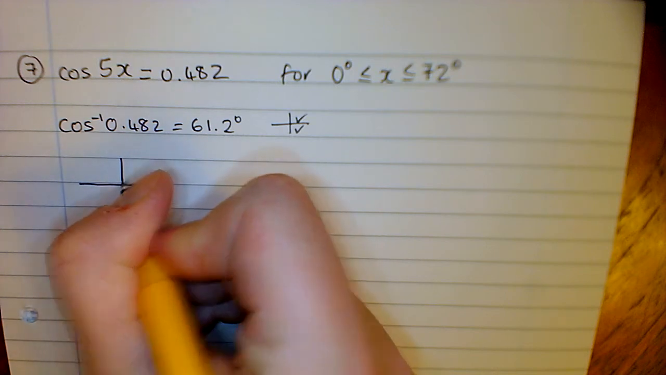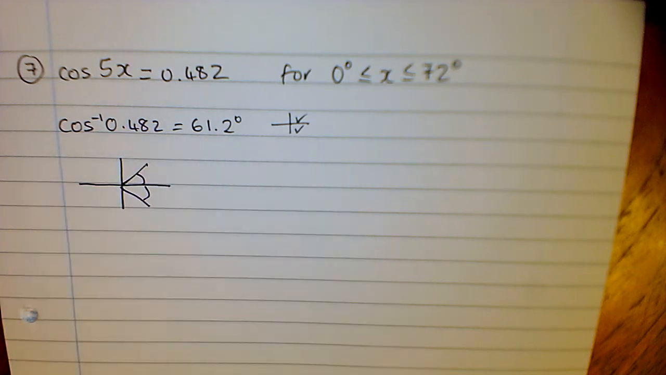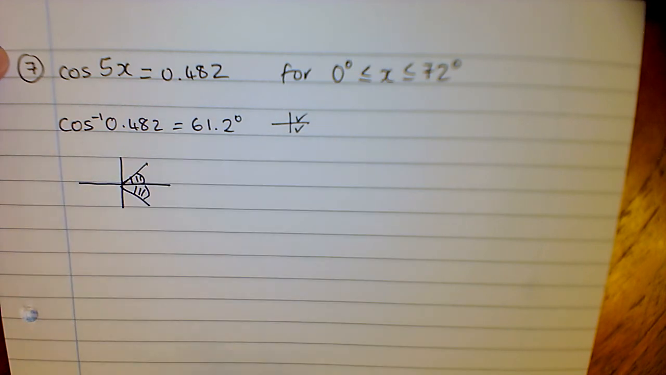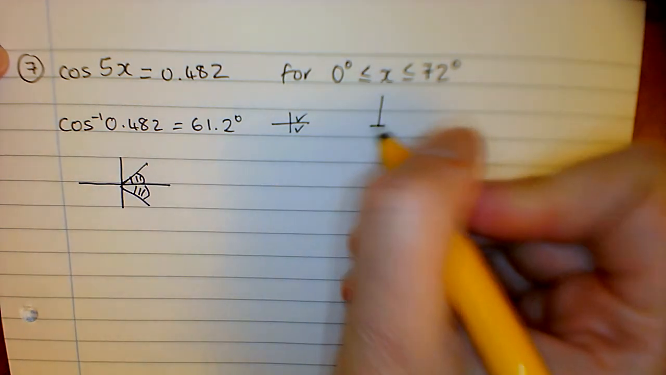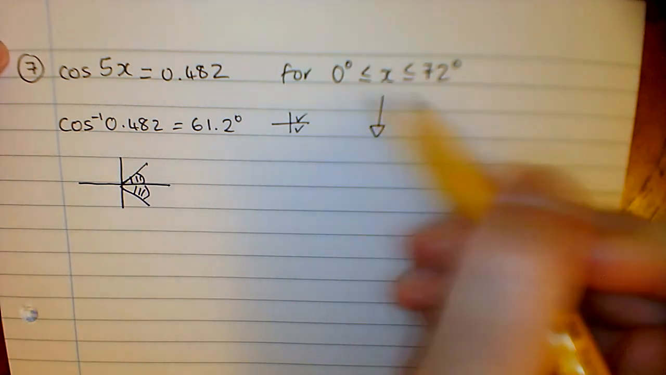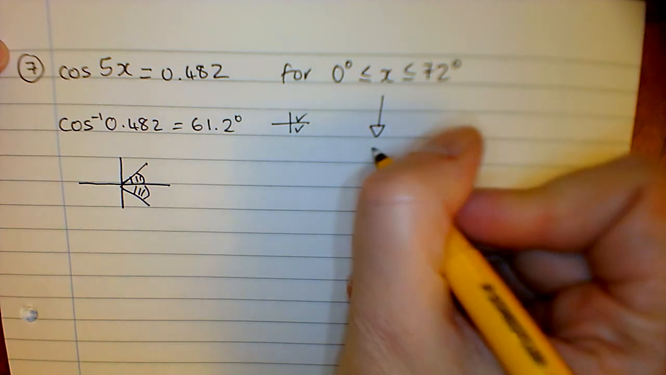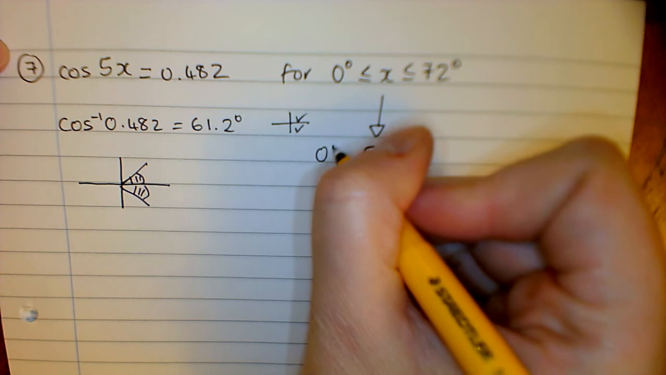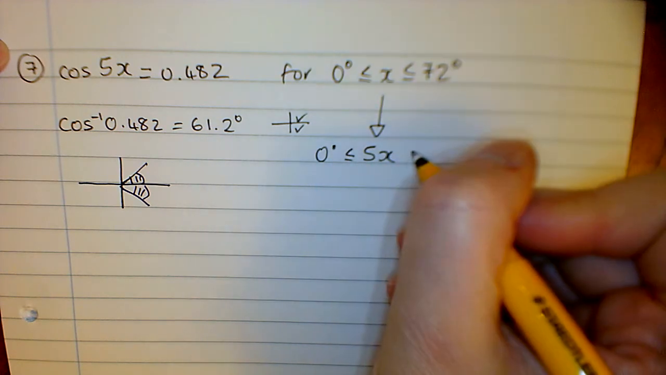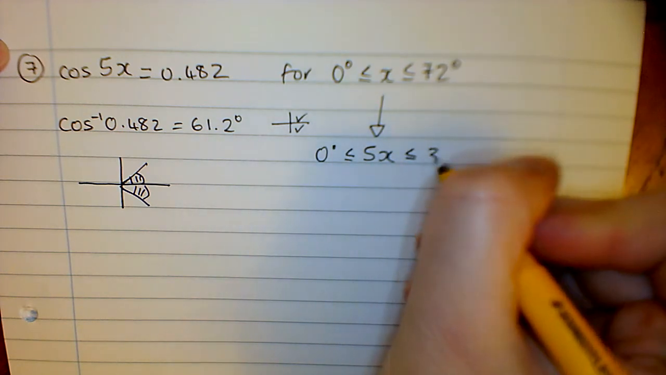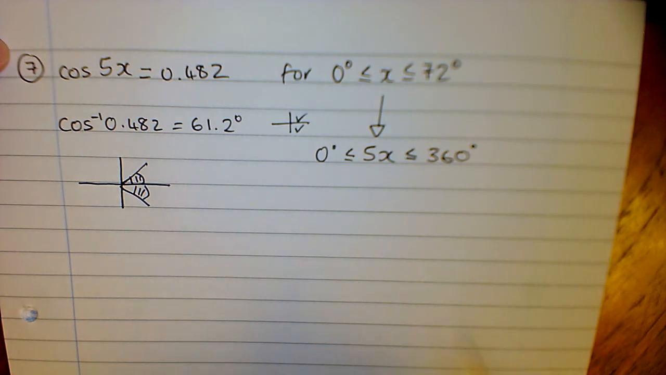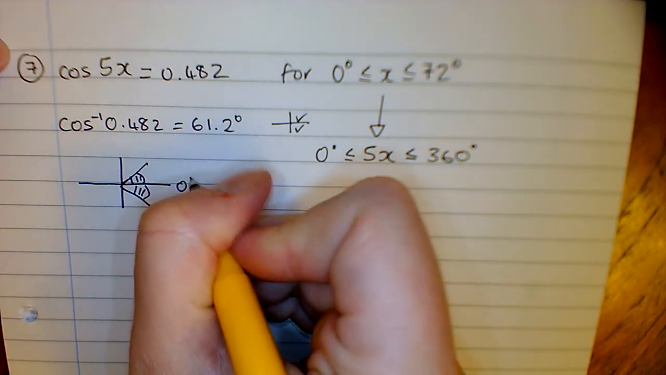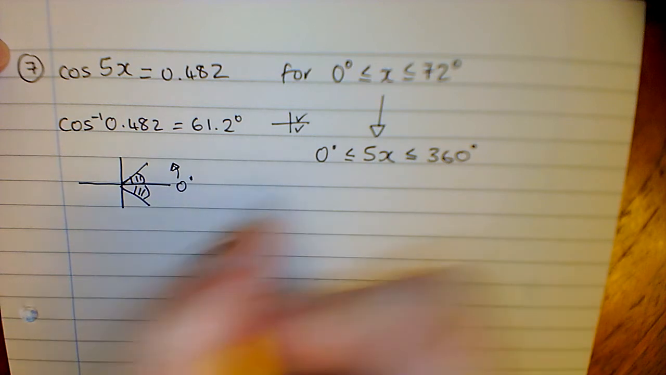So draw our diagram and mark on our 61.2 degrees in our first and our fourth quadrants then. So now we'll look at our range. Our range for x is between 0 and 72. So if we multiply that by 5, well 5 noughts are nought, 5 72s are 360. So the range for 5x is from 0 to 360, so we're going to go the whole way round.